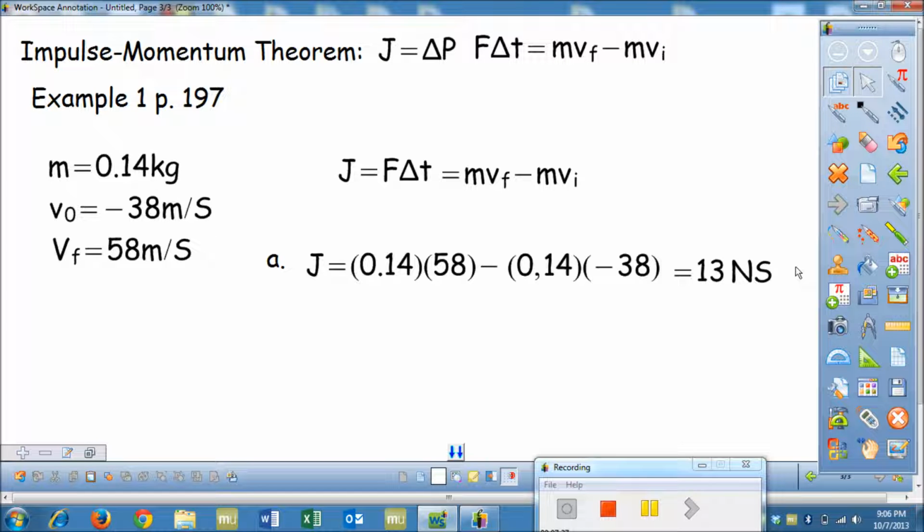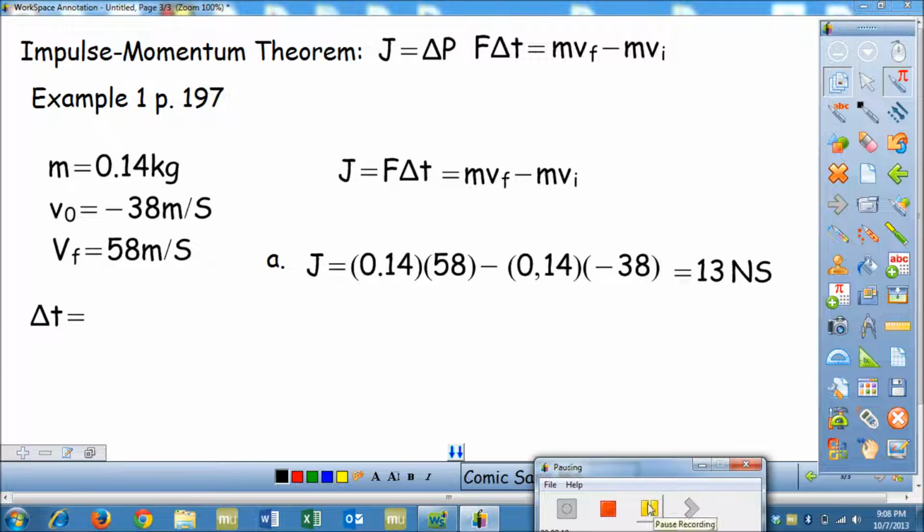All right, that's my impulse. Okay, let's look at B. Determine the impulse, B, assuming that the time of contact is 1.6 times 10 to the negative 3 seconds. Okay, so let me write this down. Delta T is equal to 1.6 times 10 to the negative 3 seconds.